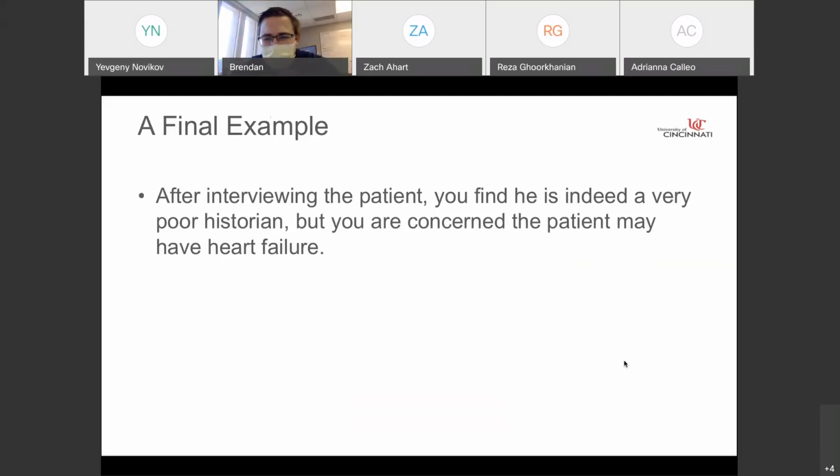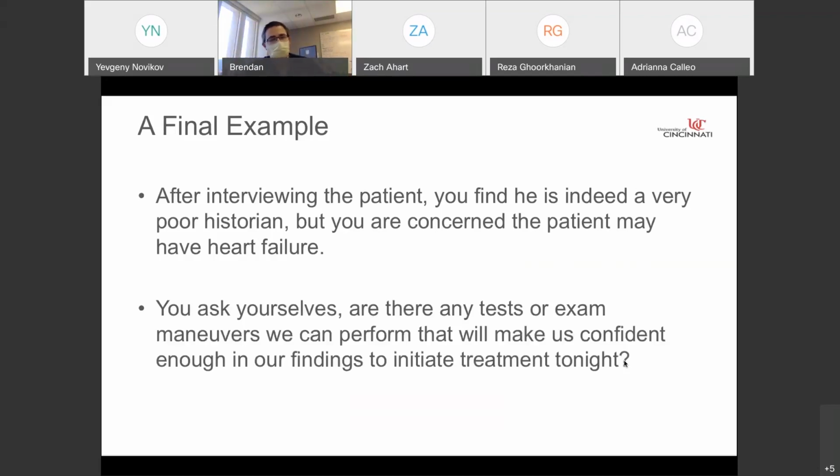But you do think he is having some shortness of breath. He definitely has some leg swelling, and you're concerned that maybe he has heart failure. The team gets together, and you say, are there any tests? Are there any exam maneuvers that we can perform that might make us confident enough in our findings to start him on treatment for heart failure tonight?